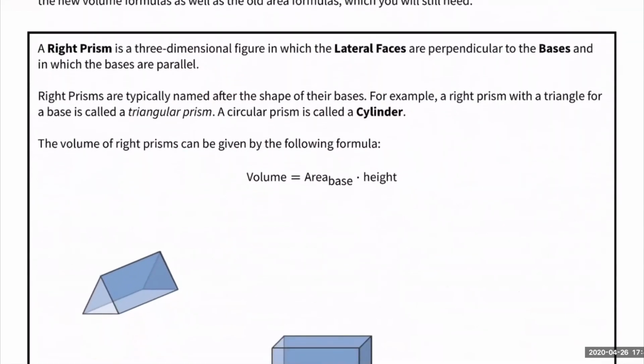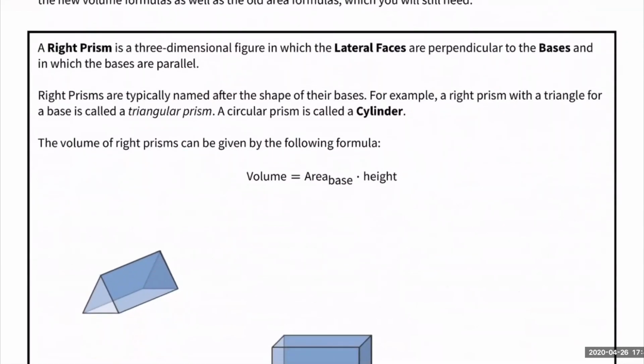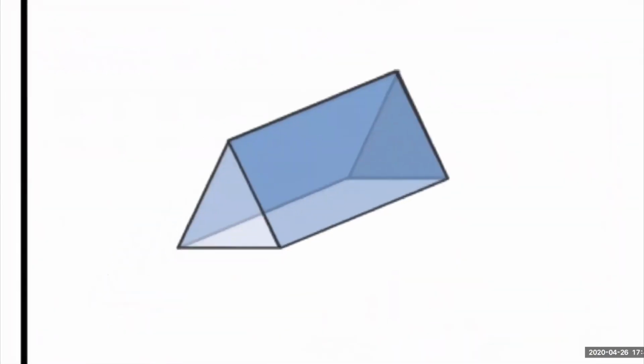We got just some basics that we need to get out of the way before we start doing things with formulas. All right, so we've got this term here, a right prism. Right, a right prism is a three-dimensional figure in which the lateral faces are perpendicular to the bases, and in which the bases are parallel. Right, now what does that mean? Let's just talk about it with an example.